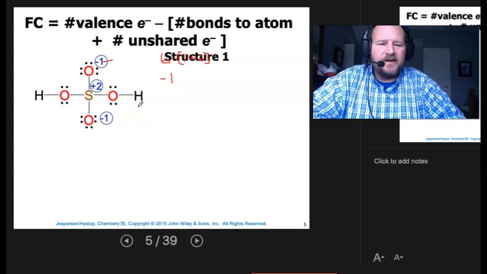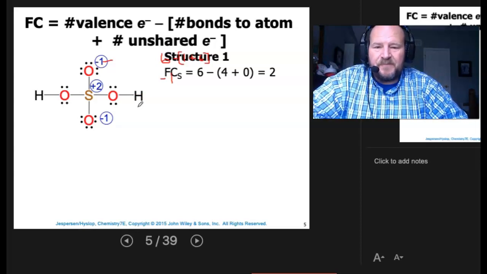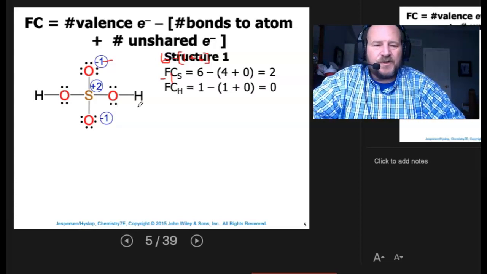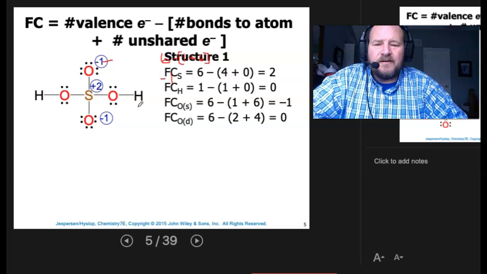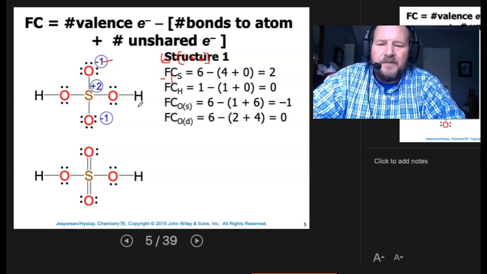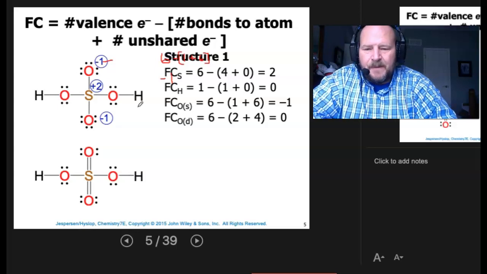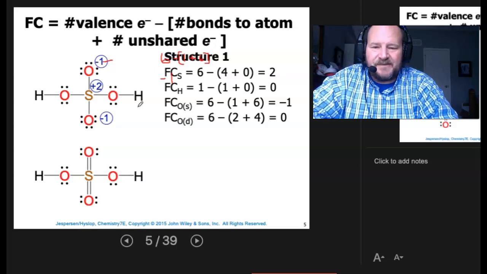Okay, so for structure 1 then, for the FC of the S, we have 6, because it's also in group 6A, minus 4 bonds plus 0 unshared electrons. So that's going to give us a +2. For the hydrogen, it works out to be 0. For the oxygen, we saw that it was -1. Okay. Now, if we were to make double bonds, and we look at the formal charge for the oxygen with a double bond, we now get 6 minus 2 bonds plus the 4 electrons, and that's going to give us 0.